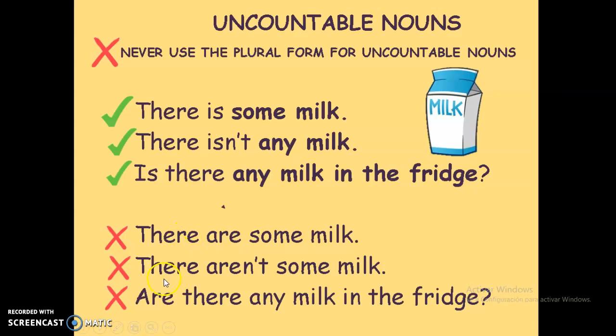Now, these are some ways that you don't have to use when you are talking about uncountable nouns. There are some milk is totally incorrect. There aren't some milk, incorrect. Are there any milk in the fridge is incorrect. So guys, as a lesson, don't use there are for uncountable nouns. Let's continue.